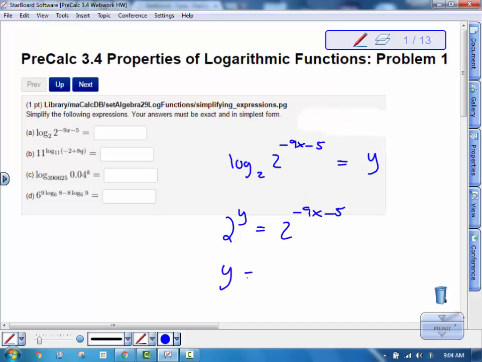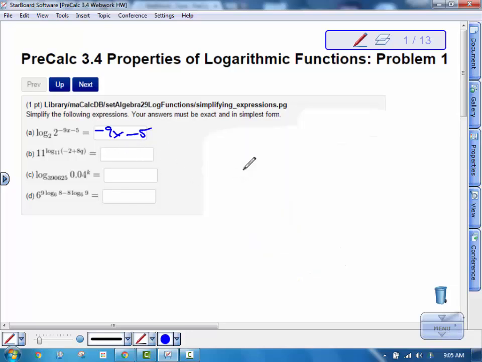So basically, what my log expression equals is negative 9x minus 5. That's my answer, negative 9x minus 5, because that's what y is, and that's what our log is. Okay, we can't simplify it anymore. All right, next. Once again, actually this is an exponential form, so let's change it into log form.